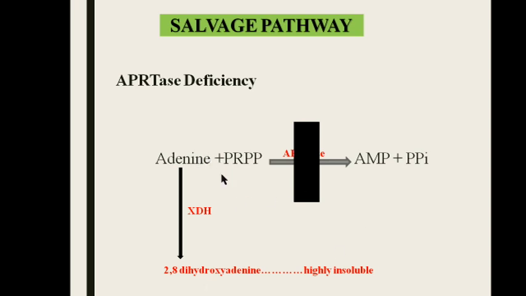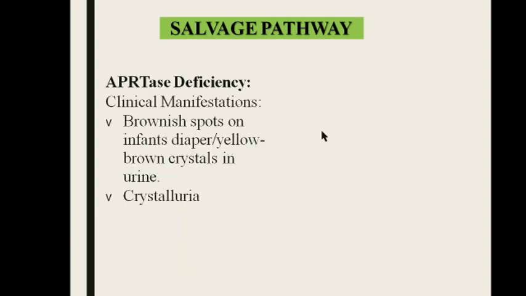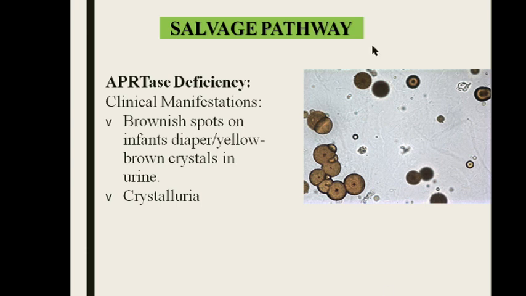This particular conversion takes place with the help of an enzyme called xanthine dehydrogenase. Now, the clinical manifestation: especially in infants, if you look at the diaper, you will find brownish spots of 2,8-dihydroxyadenine because of excretion of this molecule in crystal form. It leads to brown spots on the infant's diaper, or if you observe the urine under microscopy, you will find yellowish-brown crystals, resulting in crystalluria. So this is how the microscopy looks: yellow-brown crystals that are very evident on urine microscopy.